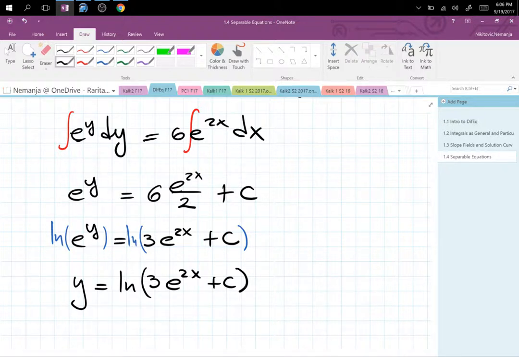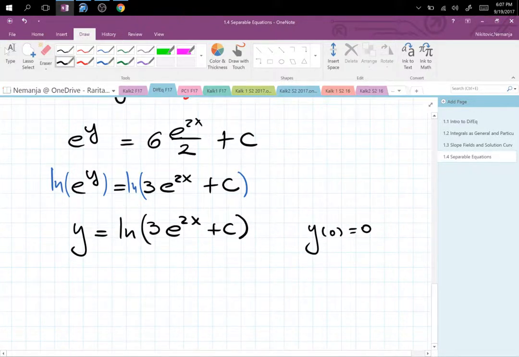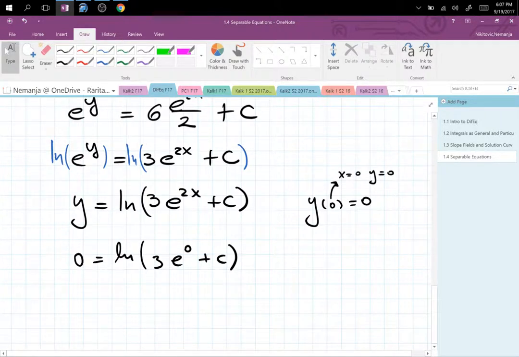Well, we are going to calculate that now. So we also have y of 0 is 0. That's the initial condition, which means that if x is equal to 0, y is equal to 0. That's the meaning of the statement. It's like a point, x comma y, 0 comma 0 in this case. So 0 is equal to ln of 3e to the 0 plus c. So 0 is equal to ln of 3 plus c.